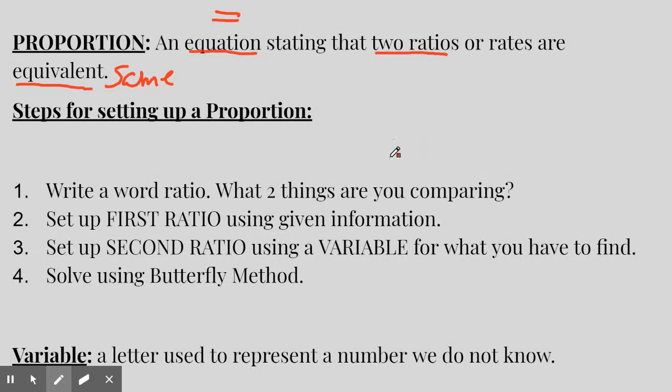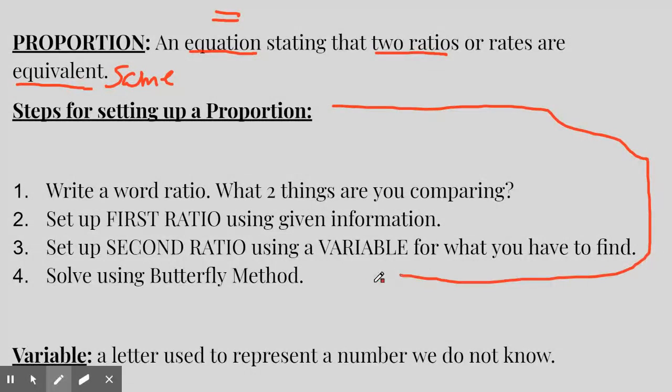Now, please write all this info down. Steps for setting up a proportion. We are going to be referring to this a lot, so have it set up. Step 1, write a word ratio, meaning what two things are you comparing? Step 2, set up the first ratio using the given information. Step 3, set up the second ratio using a variable for what you have to find. And step 4, solve using the butterfly method.